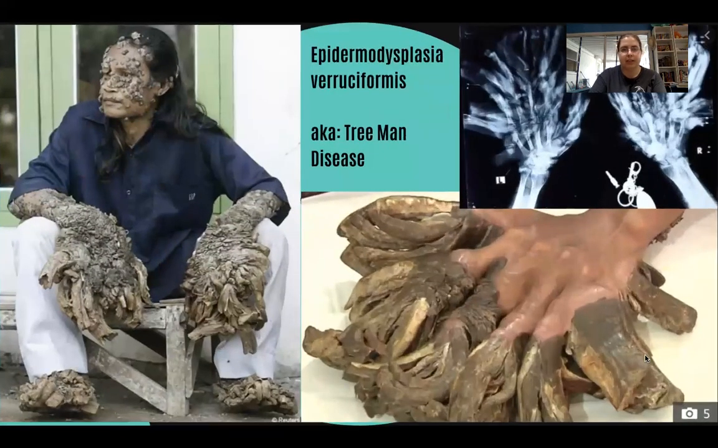I did want to present this example. It's called the tree man disease. The actual name for it is epidermal dysplasia verruciformis. What happens is these thick plaques start to build up on the skin, and they just keep building up and building up. Over time, since they build up on top of the existing plaques, they thicken out and get this almost tree trunk appearance.